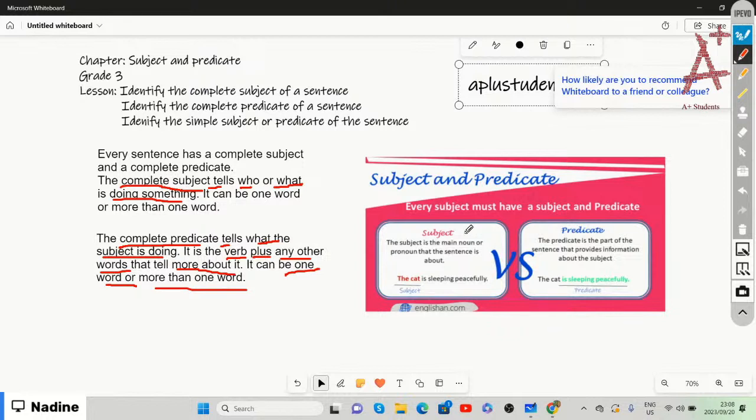So when it comes to the predicate, it is the actual verb plus any other words to tell us more about the subject. So basically the predicate gives us more information about the subject, in the sense that it shows the action that the subject does.